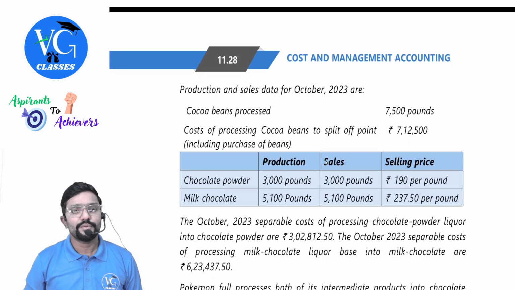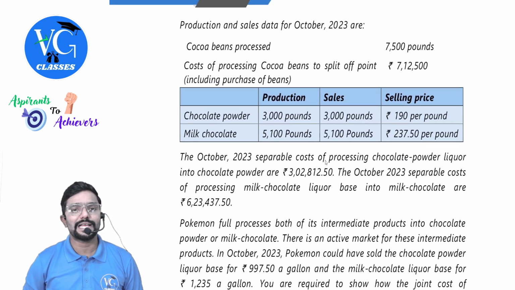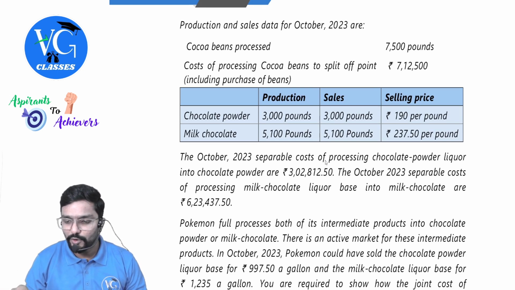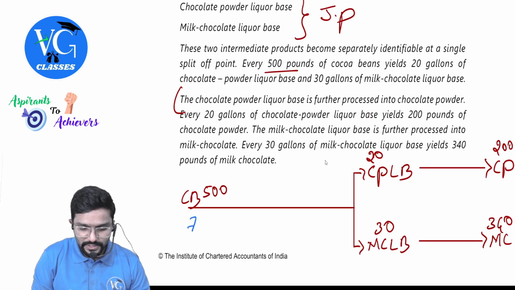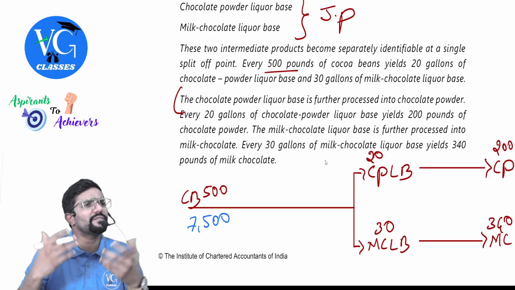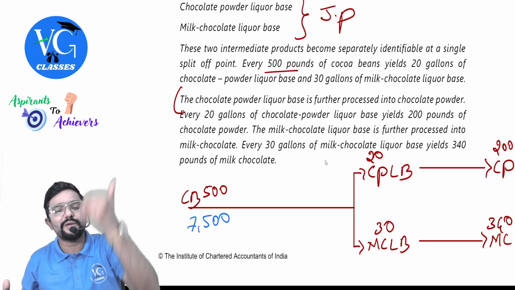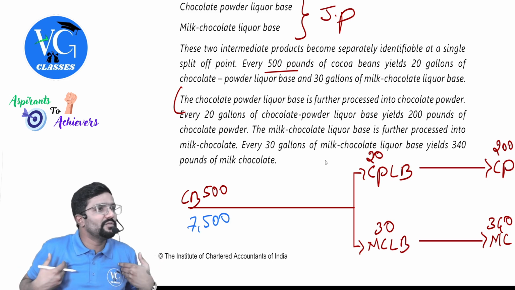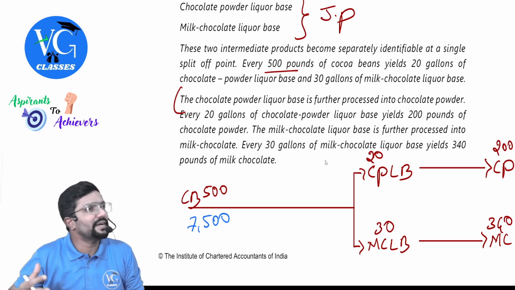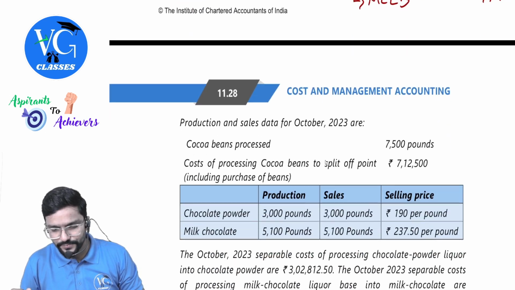So production and sales data for October are as follows. Cocoa beans processed: 7,500 pounds. So total is 7,500. Whatever 500 they gave, that is standard. If you put 500, you will get 20 and 30. And obviously now we have to calculate. If I put 7,500, how much will I get?